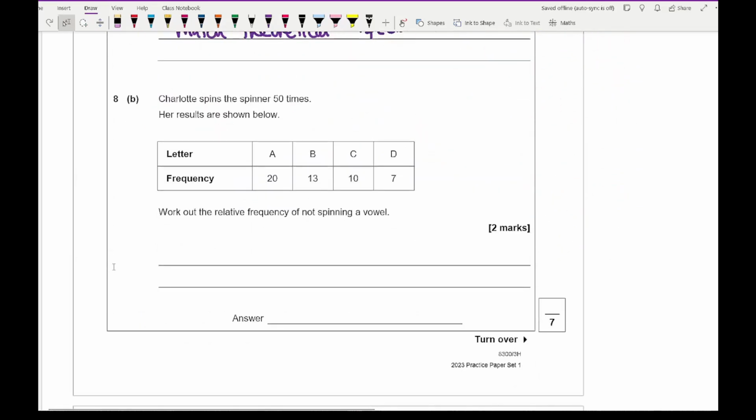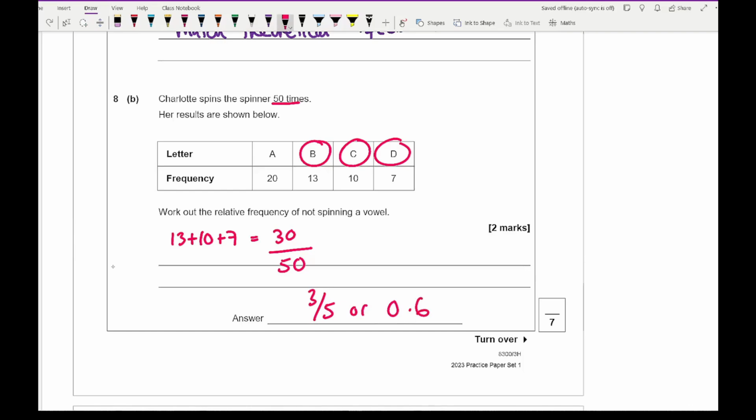Question 8b says Charlotte spins the spinner 50 times. Her results are shown as follows. Work out the relative frequency of not spinning a vowel. So let's first of all see which one of these are vowels. So it's going to be, not a vowel is B, C and D. So we need to do 13 plus 10 plus 7, which is 30, and over the total number, which is 50. Actually that should be 30, not 40. I don't know where I've got that from. There we go. And then that simplifies to give me 3/5, or I could write it as 0.6, depending on which you prefer.